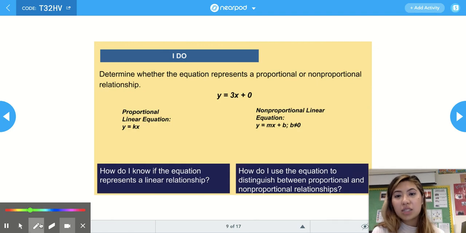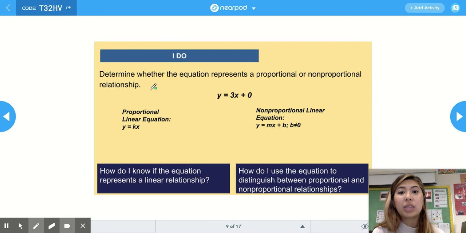For this next I do problem, I have to determine whether the equation represents a proportional or non-proportional relationship. So I have y is equal to 3x plus 0. So whenever our b value, or our y-intercept, is 0, that would make it a proportional linear equation, since it's in the form y is equal to k times x.